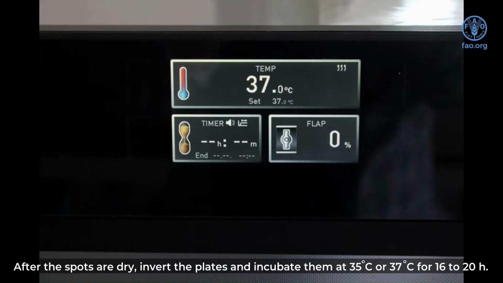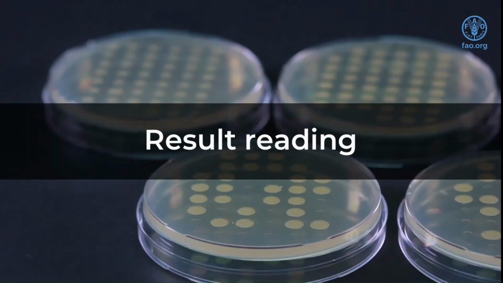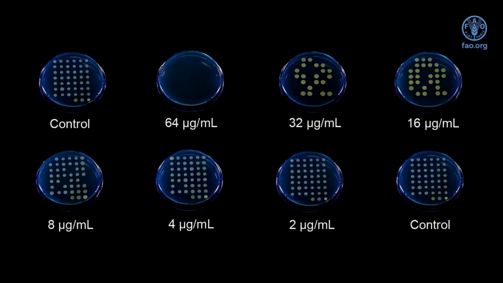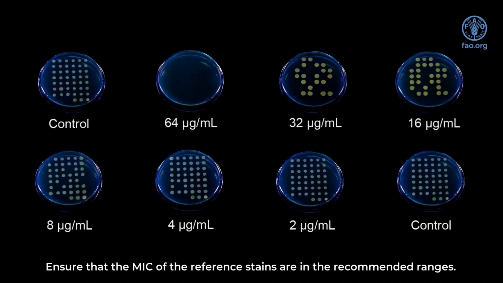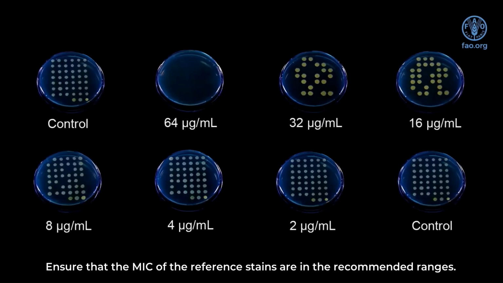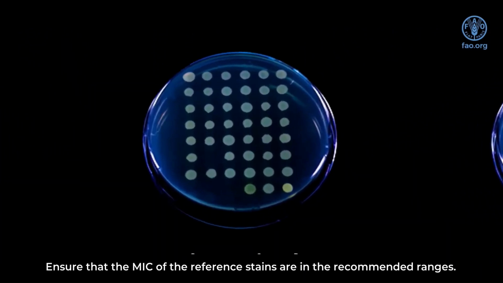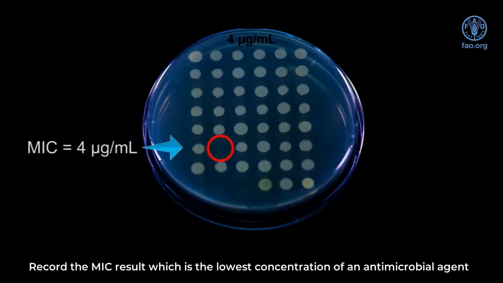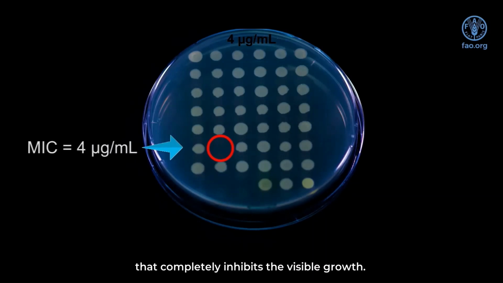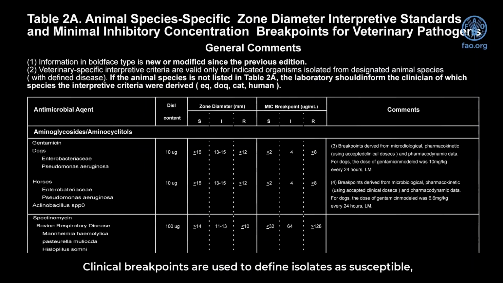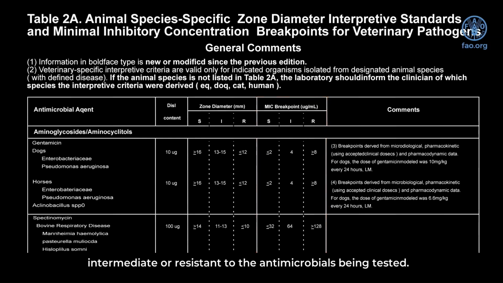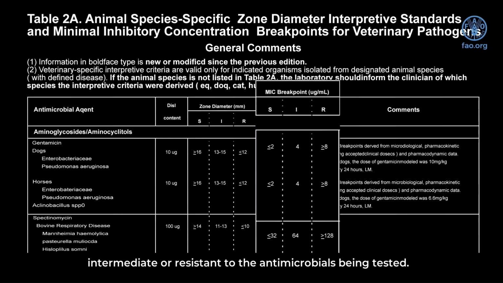Result reading. Ensure that the MIC of the reference strains are in the recommended ranges. Record the MIC result, which is the lowest concentration of an antimicrobial agent that completely inhibits the visible growth. Clinical breakpoints are used to define isolates as susceptible, intermediate, or resistant to the antimicrobials being tested.